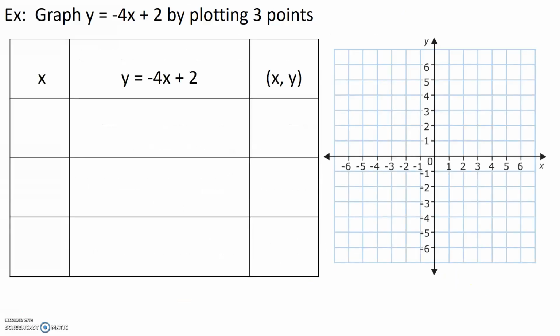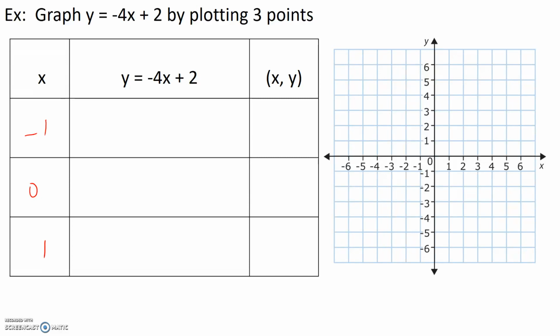For example, let's graph the line y equals negative 4x plus 2 by plotting 3 points. Now the x values we can pick, we can pick whatever we want these to be. We can pick these to be negative 10, 0, and 10. We could pick these to be 50, 49, 48. But to keep things simple, let's just pick negative 1, 0, and positive 1. Now let's calculate the corresponding y value.